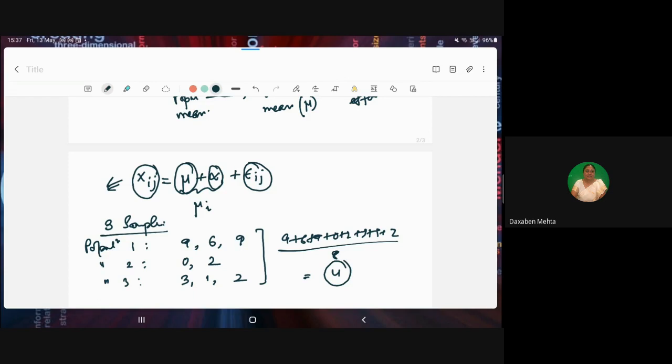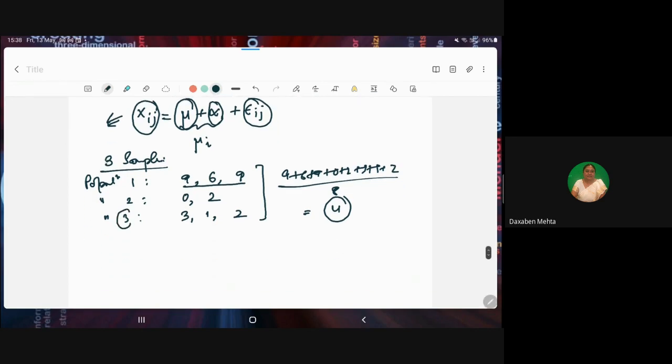What is the mean of the first population? 9 plus 6 plus 9 divided by 3. For the second, 0 plus 2 divided by 2, and for the third, 3 plus 1 plus 2 divided by 3. This is the mean of the third population. So we can write each and every observation this way. For example, take the third population, with values 3 plus 1 plus 2. Suppose the value is x31.